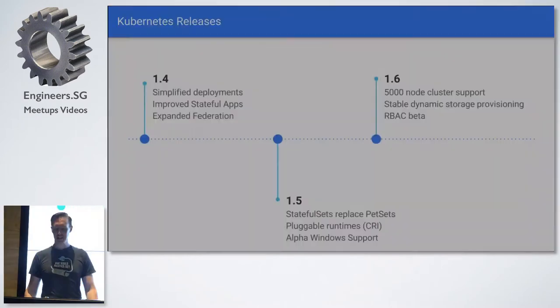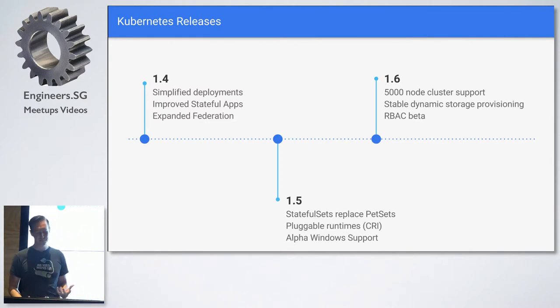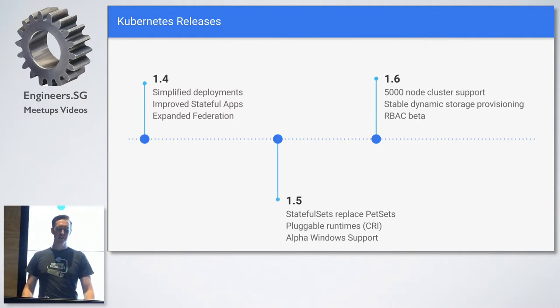So to quickly go into the details about what the different releases brought in the last year, to summarize it quickly. 1.4 came about as a release that simplified deployments to make it easier. The tool kubeadm, if anyone's familiar with it, was the tool that came out there, which has now continued to be refined to make it even easier to deploy on different environments and cloud platforms, bare metal, everything else.